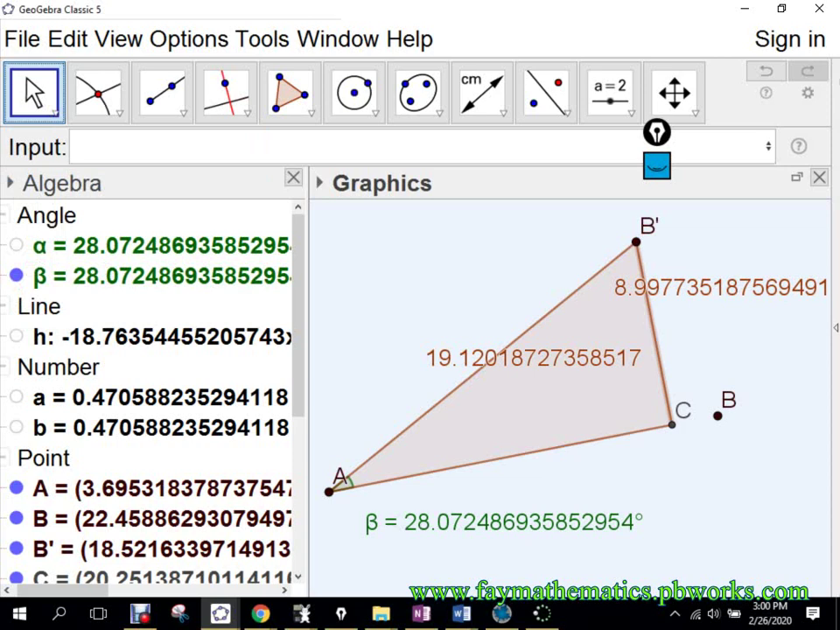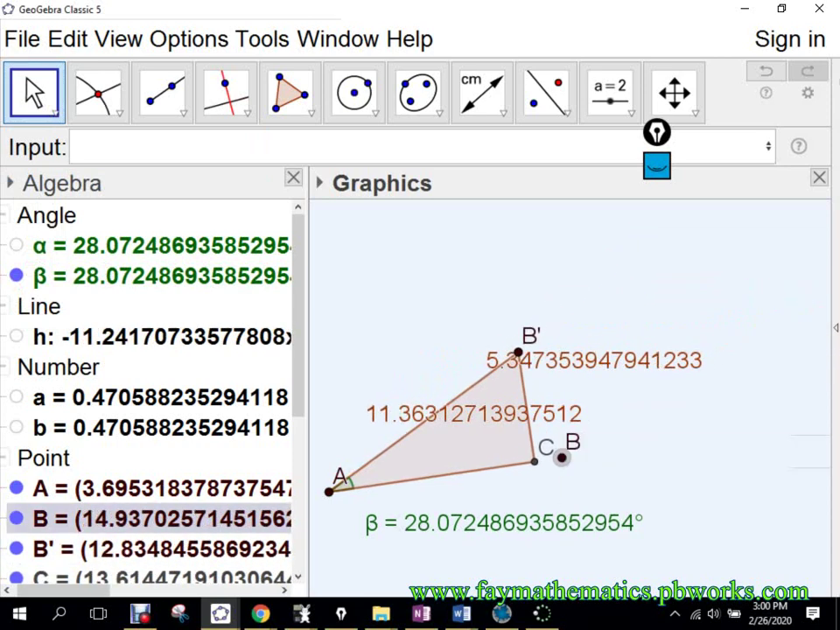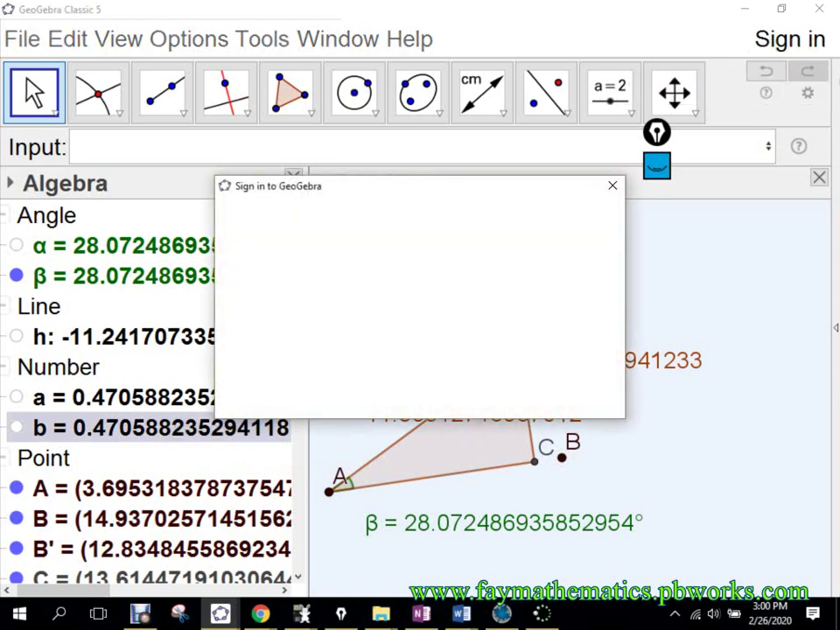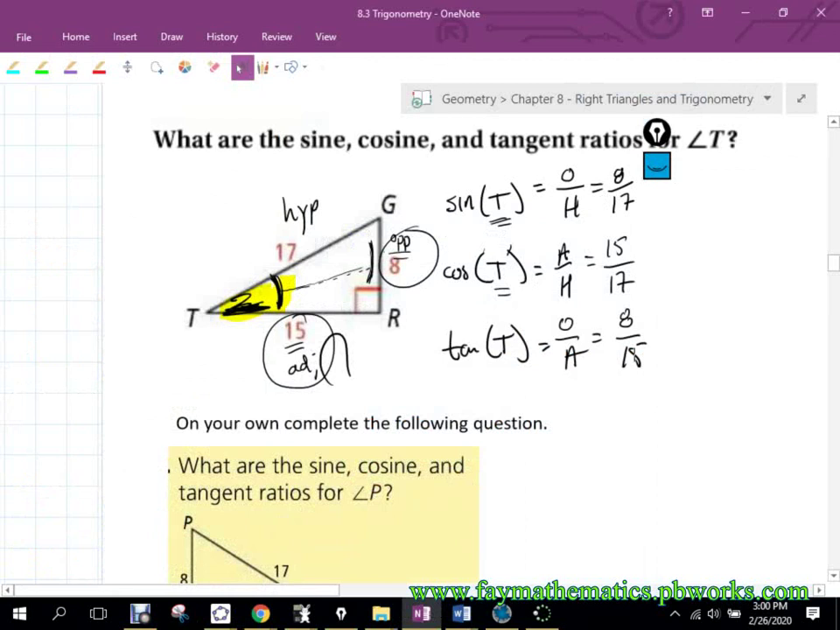And as I move things around, move this triangle down to that size, now I'm taking 5.3 divided by 11.3, but you still see you get that exact same sine of 28.07. My hope is that demonstrates that this stuff's not magical.